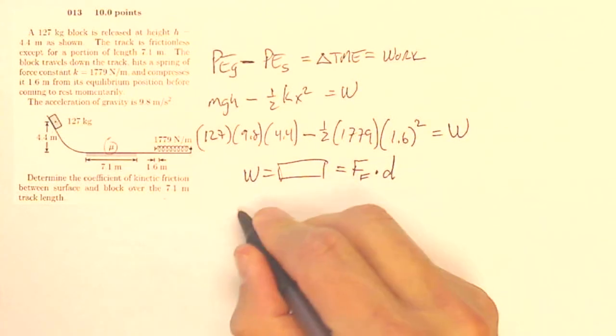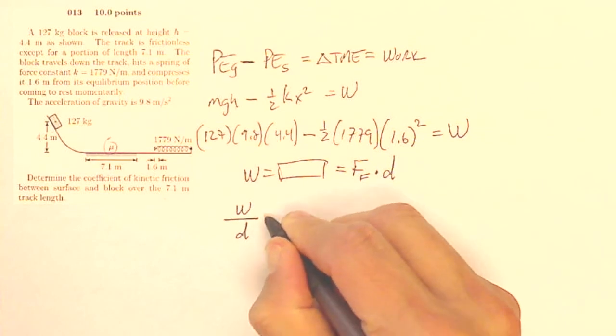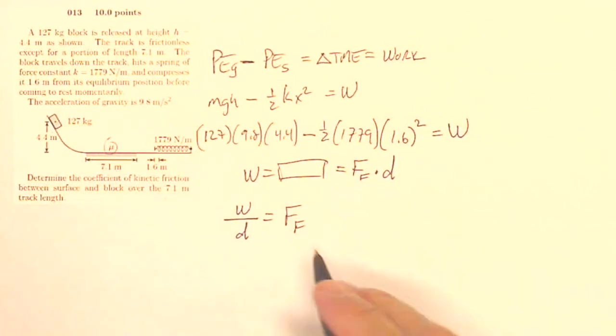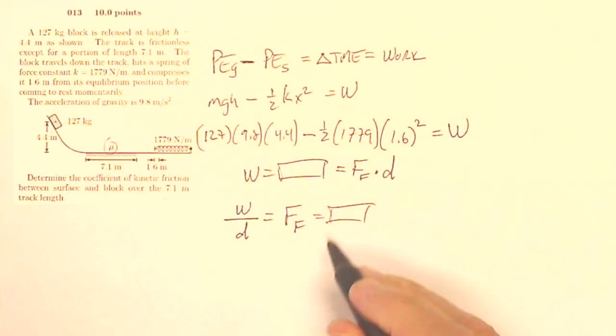So if I take my work and I divide it by distance, I will get the force of friction. So that's the work. The distance is 7.1 meters. That gives me my force of friction.